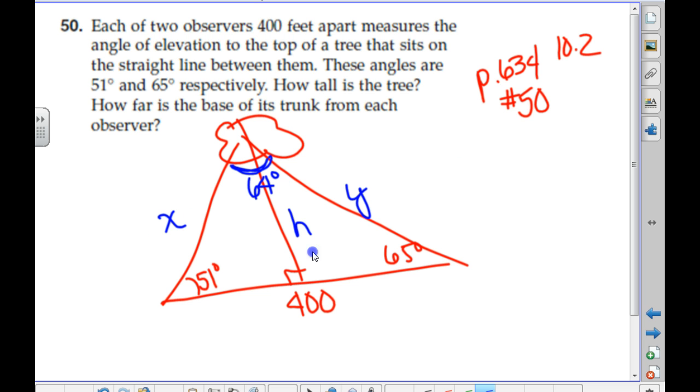So then you need to find either X or Y, and then once you have those, you can find H. It asks you actually to find three things, pain in the neck. The height of the tree, and then you need to find these two distances down here, both. Well, once you know one of them, 400 minus 1 will give you the other one.